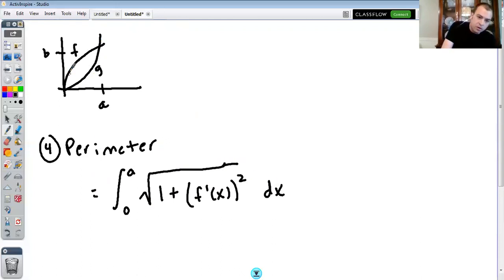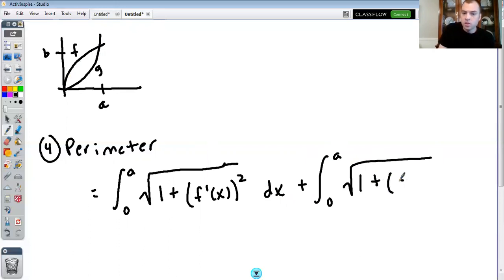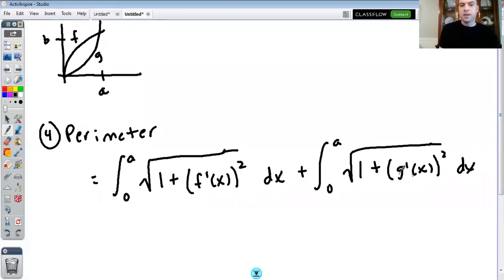This would give me the length along the path for f, and then I would add this to the integral from 0 to a of the square root of 1 plus g prime of x squared. So utilizing the arc length for both, adding those together to get perimeter. So again, be ready for this in other applications or with some other sides that are mixed in there, but know the arc length formula and be ready to use it if you see a problem like this.